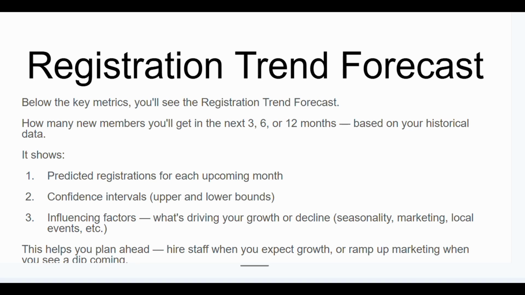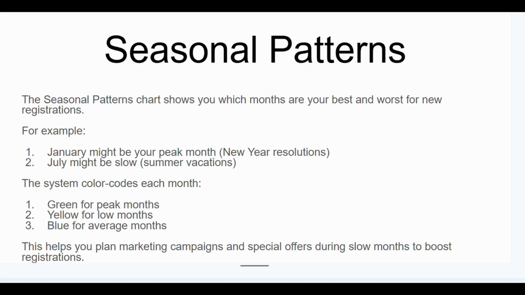This is forecasting and seasonality. Plan for the future with our registration trend forecast. You predict your growth over the next 12 months. We identify your peak and low registration months, so you can plan the marketing campaigns whenever you need them the most. Green is for the peak months, yellow is for the low months, and blue is for the average months. This helps you in the planning.